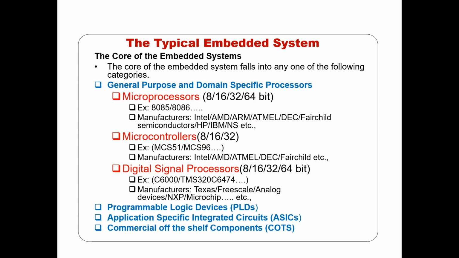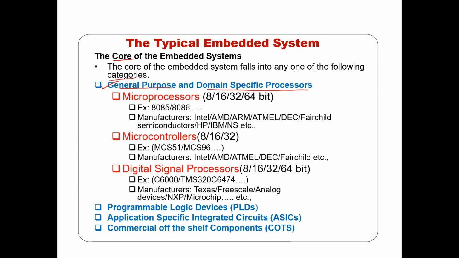Now, the main important point we have to discuss is how the core of the embedded system is built. The core, that is the central processing unit of an embedded system, falls in any one of the following categories. We can see 4 categories on this slide. The first category is that the core may be a general purpose or domain specific or application specific processor.